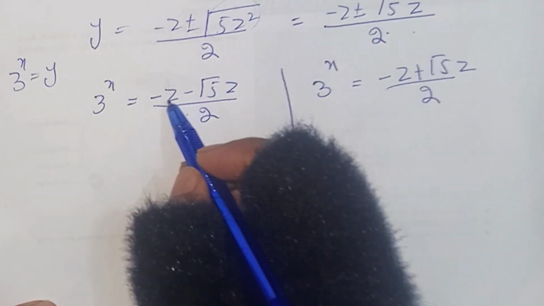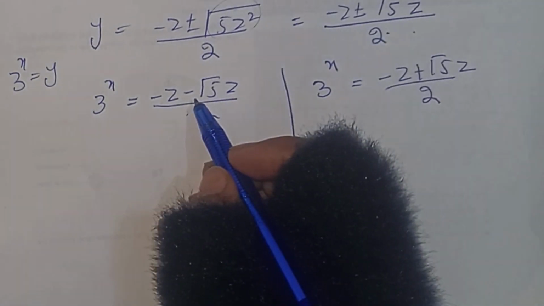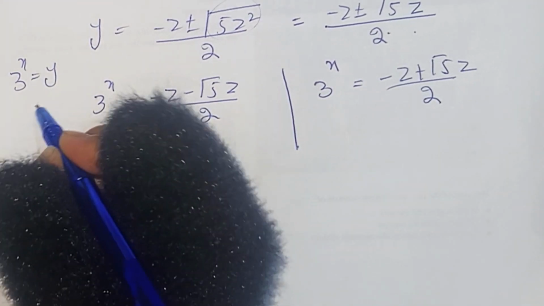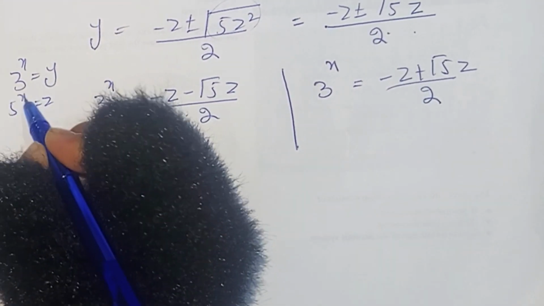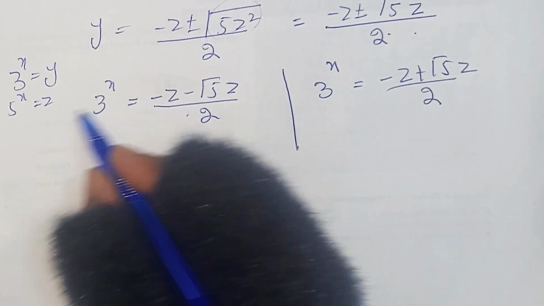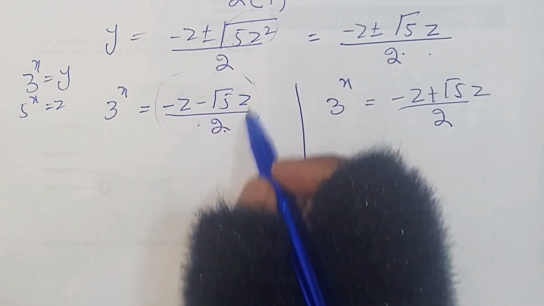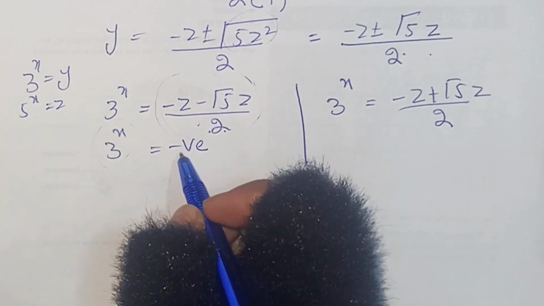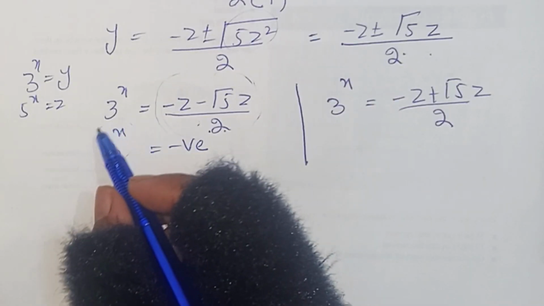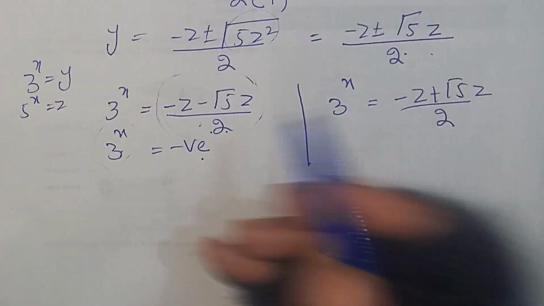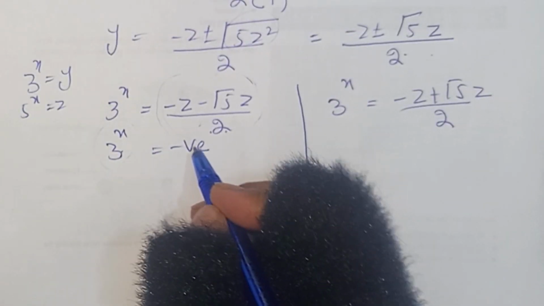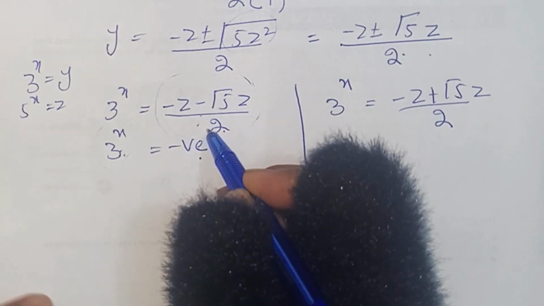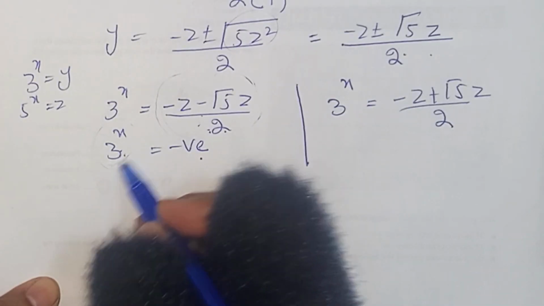Now focus on the first equation: minus z minus square root 5 z over 2. In the question we let z equal to 5 raised to the power x. If we substitute the value of z and solve, we get a negative number. Since the left hand side is in exponent form, this is not possible, so we cannot use this value.